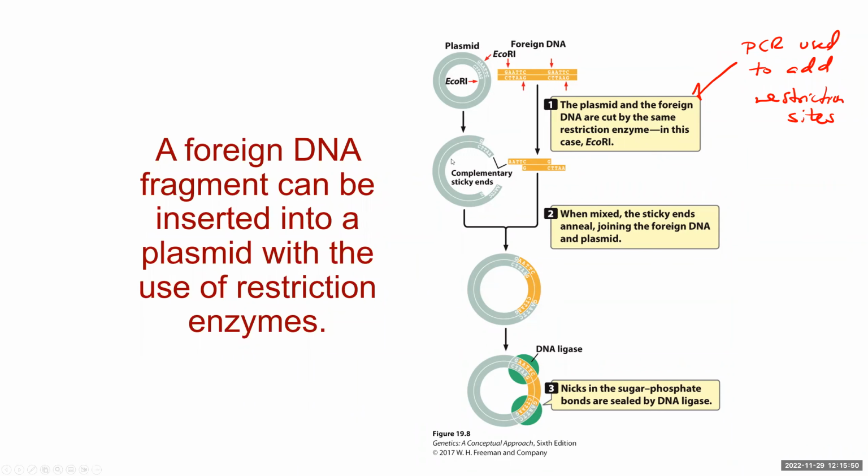Once you do that, that means that when you expose your foreign DNA and your plasmid to the same restriction enzyme, they will complement with each other. So the sticky ends of the cuts will stick together, and your foreign piece of DNA will be part of the plasmid. You can then use DNA ligase, like you would during normal replication, to force the pieces together. Now, your foreign DNA is part of a plasmid that can replicate inside of a bacteria.